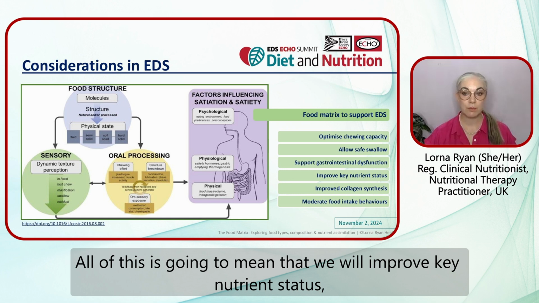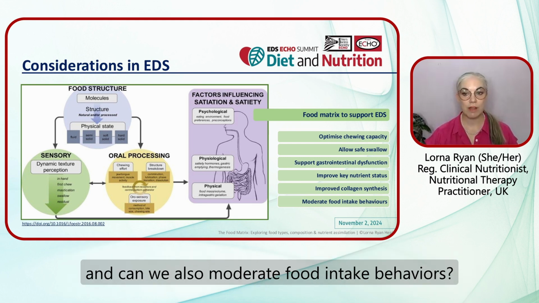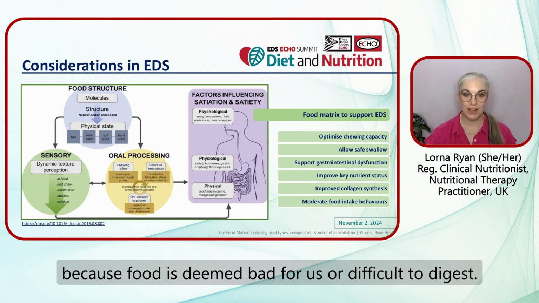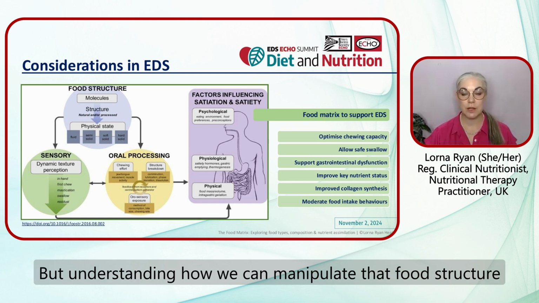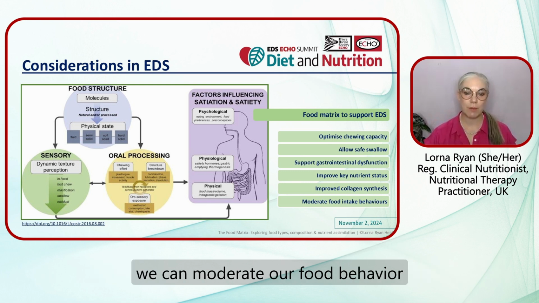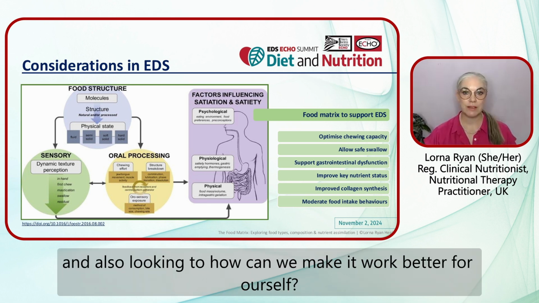And all of this is going to mean that we'll improve key nutrient status, which for EDS, one of the big considerations is, can we improve collagen synthesis? And can we also moderate food intake behaviors? So it's not uncommon for people to have restricted food intakes because food is deemed bad for us or difficult to digest. But by understanding how we can manipulate that food structure and the importance of the overall food matrix, we can moderate food behavior by not labeling it good or bad, and also looking at how we can make it work better for ourselves.